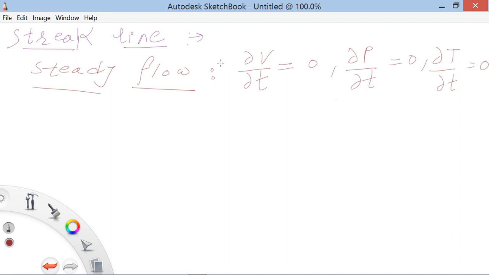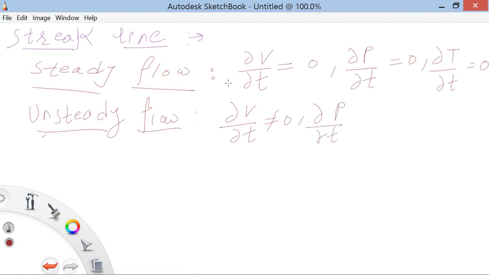And vice versa to this will be the unsteady flow. For unsteady flow, exactly opposite to this, del V by del T is not equal to 0, del P by del T is not equal to 0, del T by del T is not equal to 0. Meaning velocity, pressure, temperature, all these characteristics and quantities will vary with respect to time. Such a type of flow is the unsteady flow.